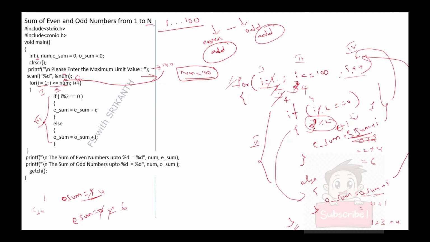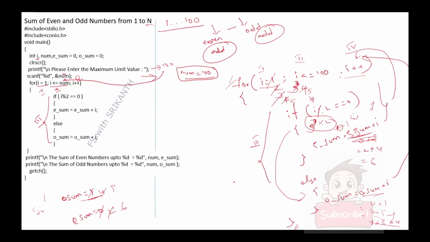Then again it updates the value. What is the i value right now? 4, and it will go to 5. The i value is right now 5 and again it tests the condition. The condition is true, and it tests the if condition, and this condition is false, so again it goes to the else block. What is the osum value right now? 4. 4 plus 5 is 9. Right now it is updated with 9.